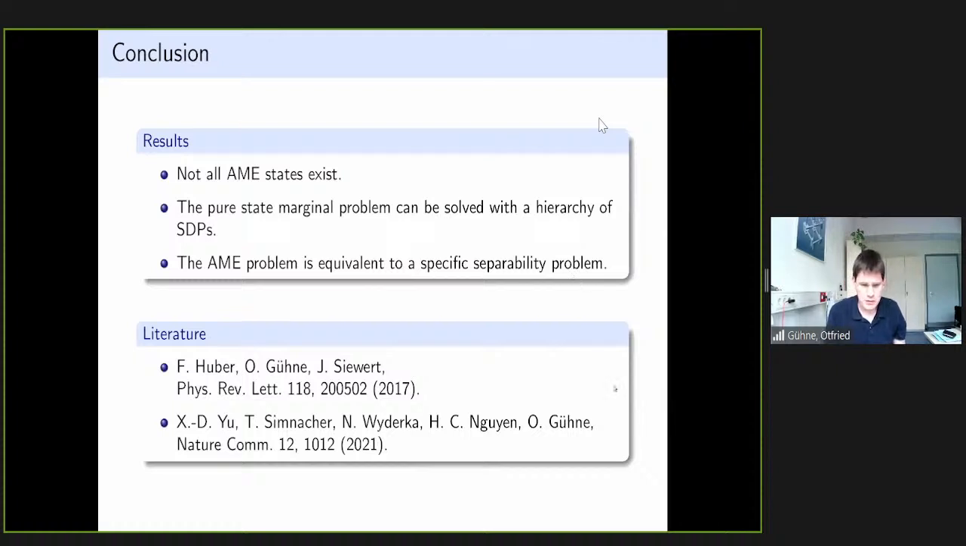Okay, so in principle, if you want to look for literature, these are maybe the two main papers where you find the things that I explained to you.